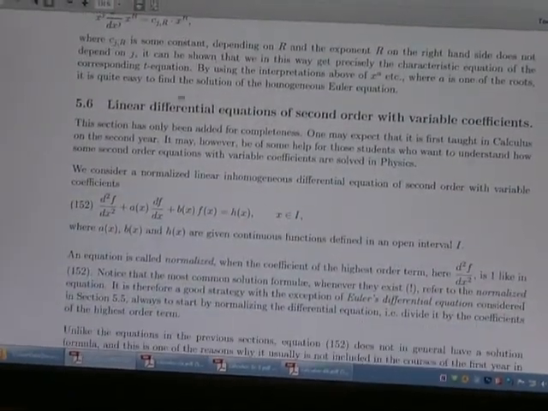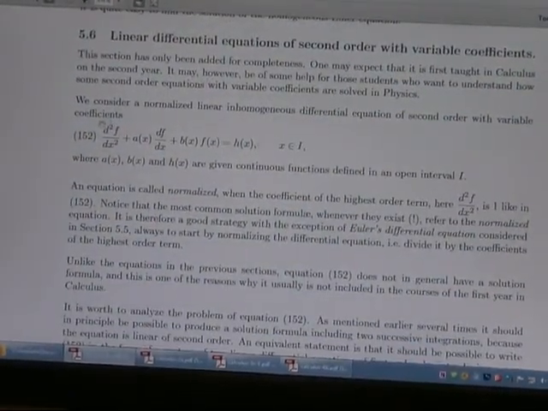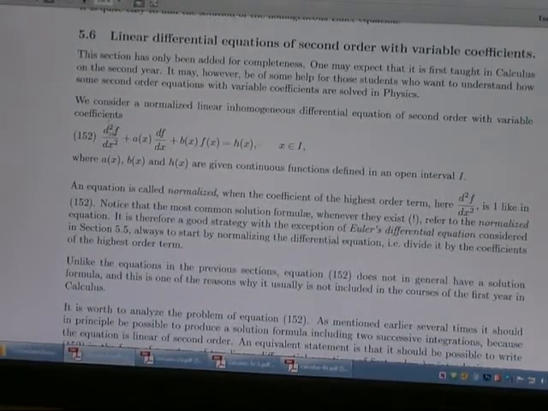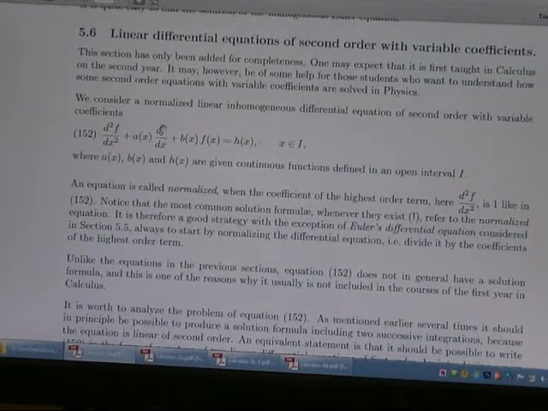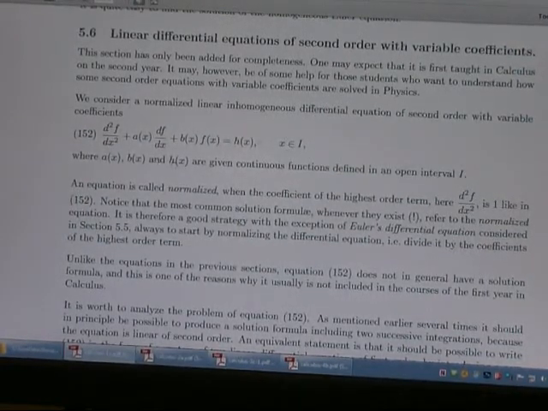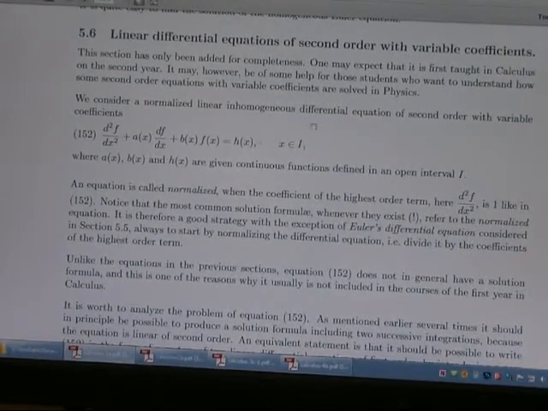So this is for the linear differential equation. Linear differential equation format here. This is for the second order variable coefficient: d2f/dx square plus a(h) dF/dx plus b(h) multiplied f(h) is equal to g(h). This is the second order differential equation format.